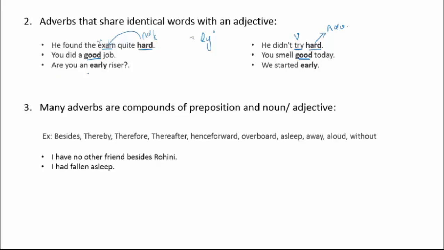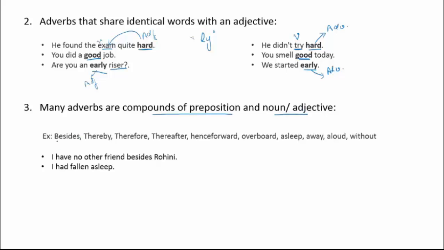Are you an early riser? Riser over here is a noun. What kind of riser? Early riser. So that becomes an adjective. We started early. When did we start? That tells about the process of starting. That becomes an adverb. Okay.